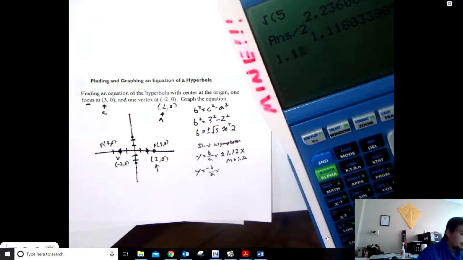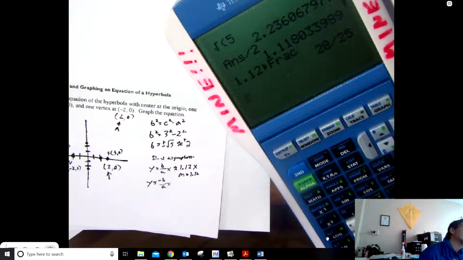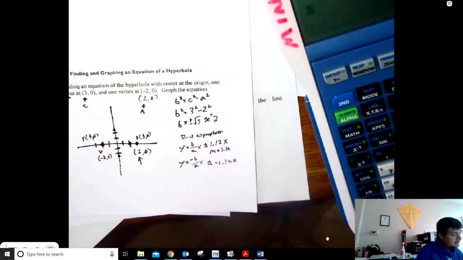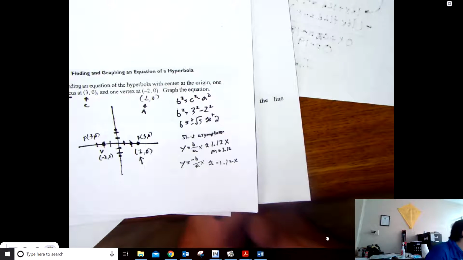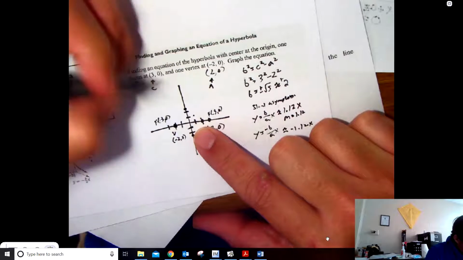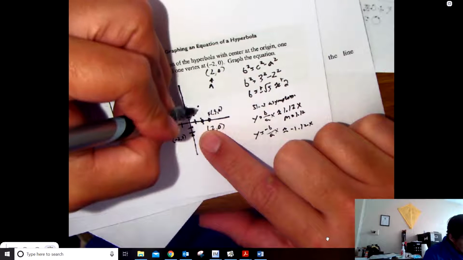I can probably take that 1.12 and approximate it as a fraction. But I don't think it's going to help me on my little grid. Rise 28, run 25. That really help me on my little graph? Not really. The negative b over a is about negative 1.12x. So for our little graph, I guess we're just going to have to rise a little over 1 and run 1. Just a little bit. Just rise a little bit over 1 and run a little bit over 1. And rise a little bit more and run a little bit more. It's not going to be perfect. And dash this thing out.